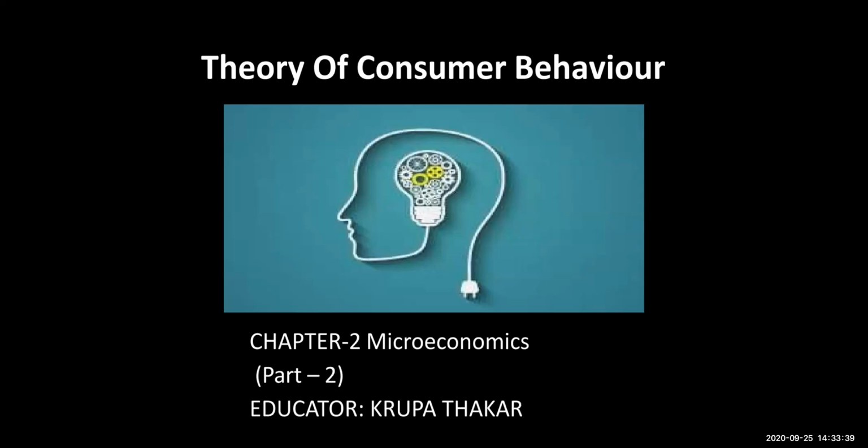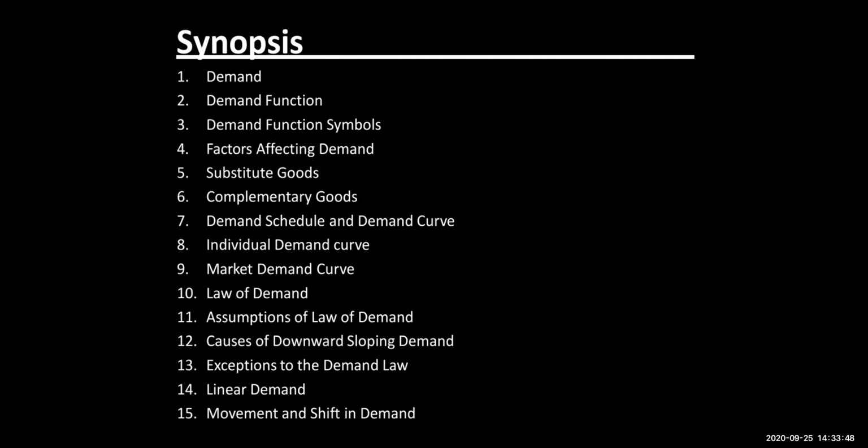Hello students. Today we are going to learn part 2 of microeconomics chapter 2, that is theory of consumer behavior. In this chapter and in this second part, we are going to cover the demand and demand functions, which means that we would try to understand what is demand, what are the factors which affect the demand, substitute and complementary goods, elasticity of demand, demand schedule, movement and shift in demand curve.